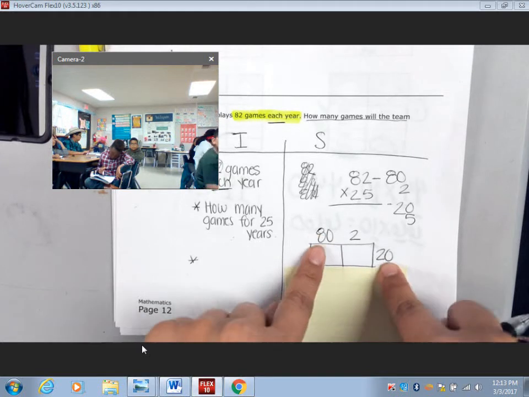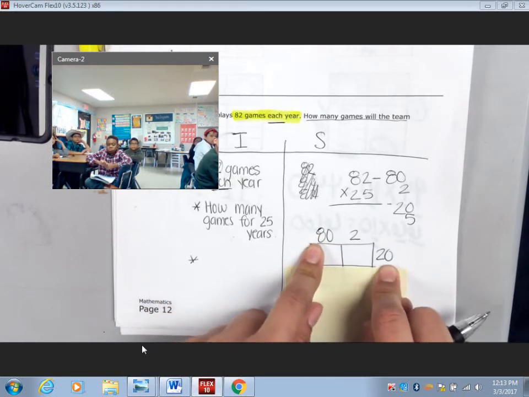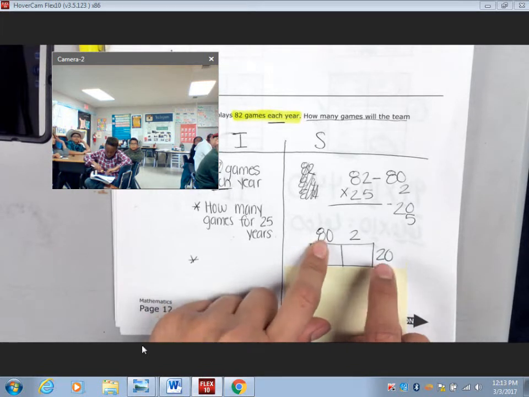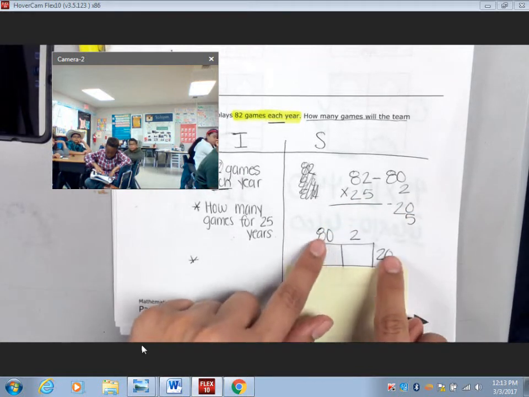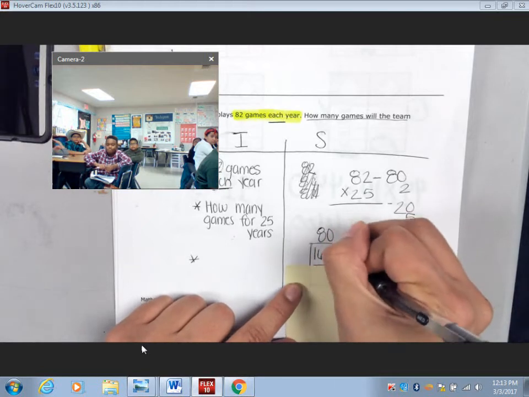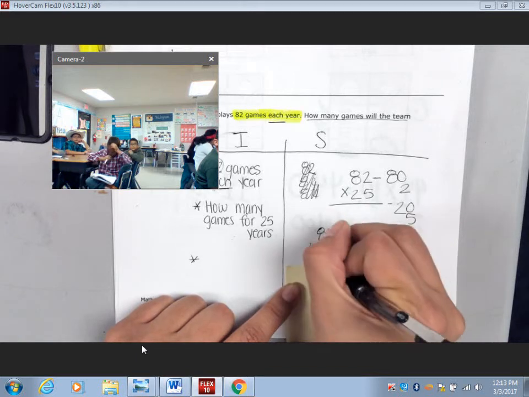80 times 20. Can you do 80 times 20 in your head? No, you can't. Okay, so what do you do, Susanna? What do I multiply first? 8 times 2 is what? 16. And how many extra zeros? 2, because there's 1 in the 80 and 1 in the 20. So the answer to 80 times 20 is what? 1,600? Yes.